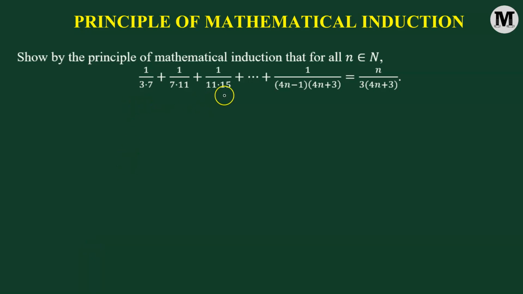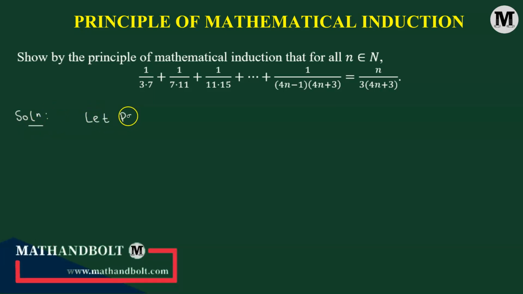Show by the principle of mathematical induction that for all n belonging to the set of natural numbers, the following equation is true. Meaning, we are provided here with an equation, and we need to show that this is true for any natural number. So how shall we proceed? Let us begin.